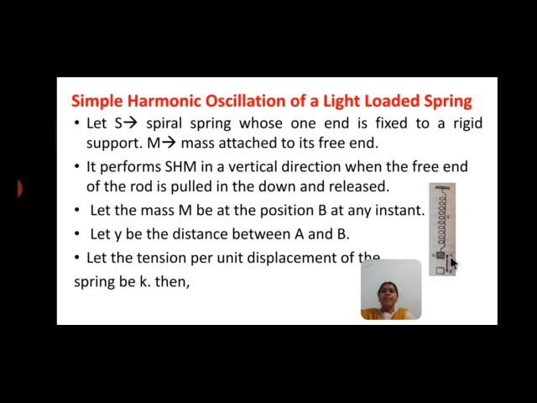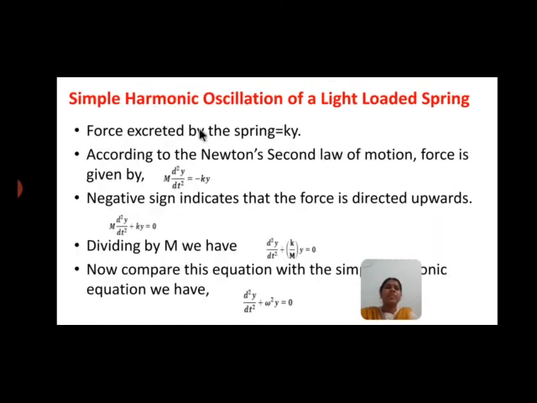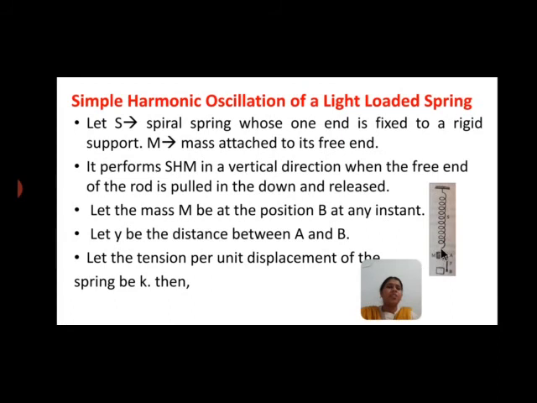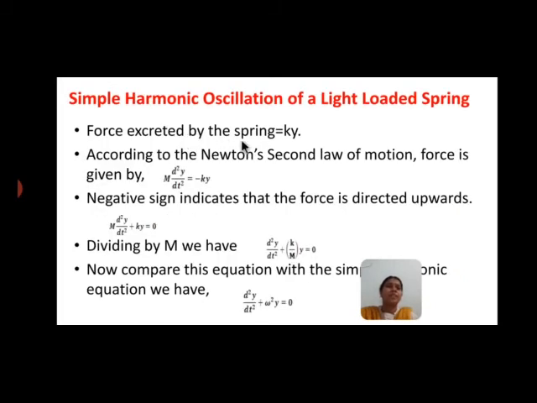Now let the tension per unit displacement of the spring be K. The force exerted by the spring is equal to K into Y. Because the mass is pulled downward and released, it undergoes an oscillation, a simple harmonic motion in a vertical direction. So the force exerted by the spring is K into Y.